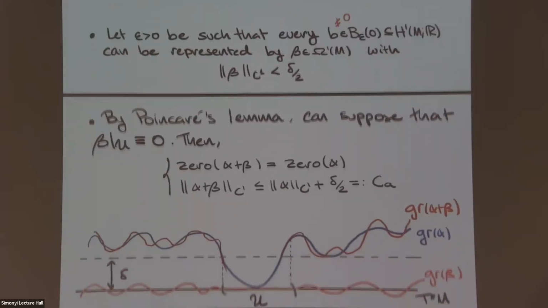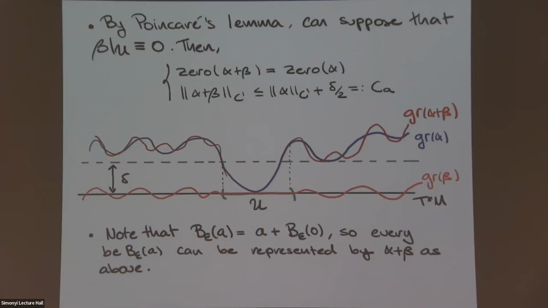Now, by Poincaré's lemma and a little bit of work, we can show that not only can we pick the representative with small C1 norm, but we can pick it to vanish identically on the contractible neighborhood. So now when we add this representative, alpha plus beta, where alpha was the special one form that we took from the Farber-Schütz construction, we're not changing the zeros inside this neighborhood because we're just adding 0. But because it's small away from the neighborhood, we're not creating any new zeros away from it.